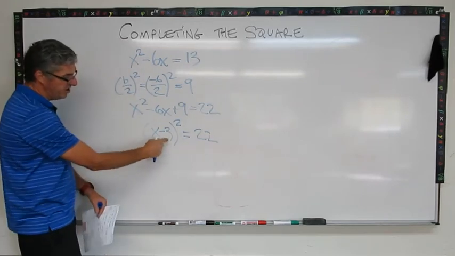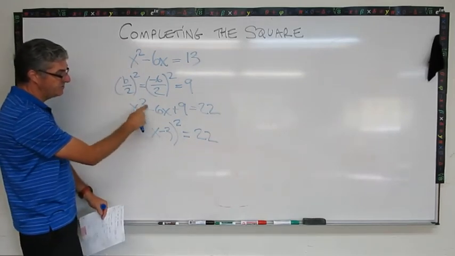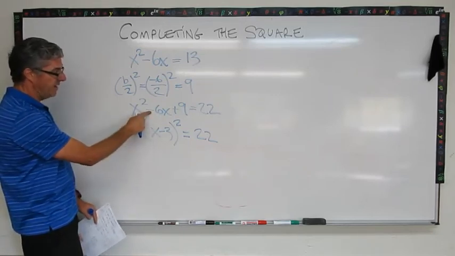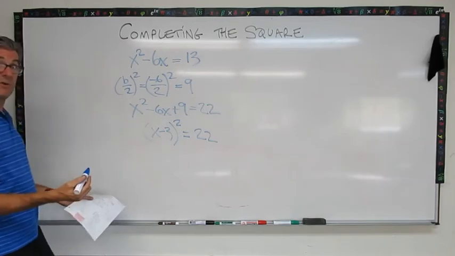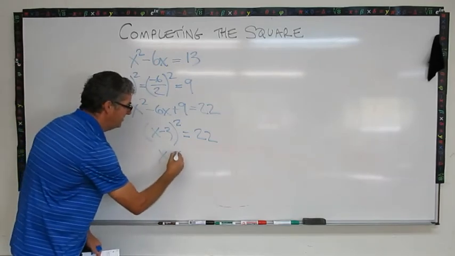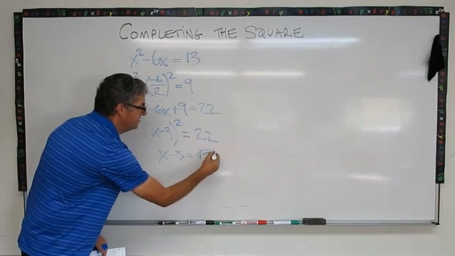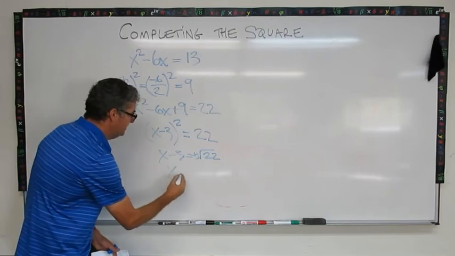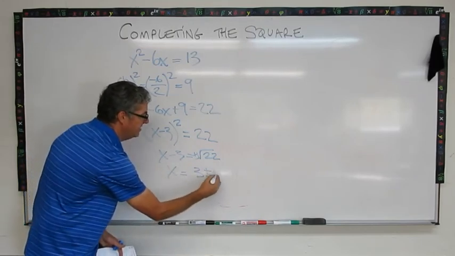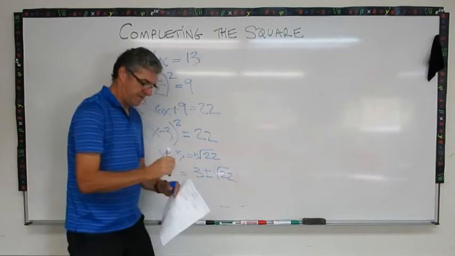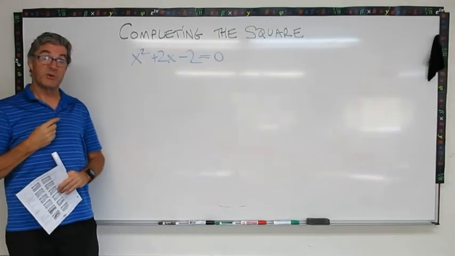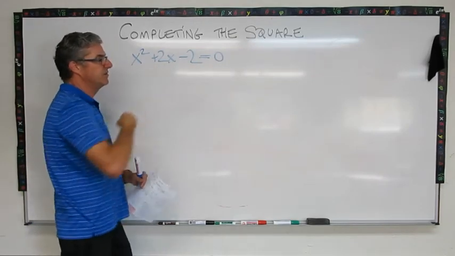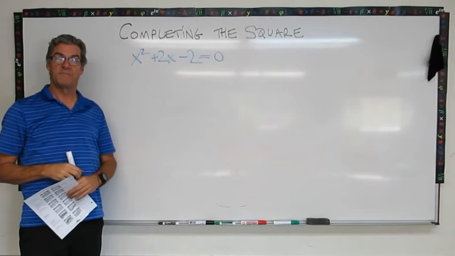And remember, what goes here, the x minus or the x plus, it's always just b over 2. So b is 6, b over 2 is 3. So minus 6 goes to minus 3. Take the square root of both sides. X minus 3 equals root 22 plus minus. Don't forget, x equals 3 plus minus root 22. Okay, one last one to try for this lesson. X squared plus 2x minus 2 equals 0. Go ahead, pause the video and give it a try.